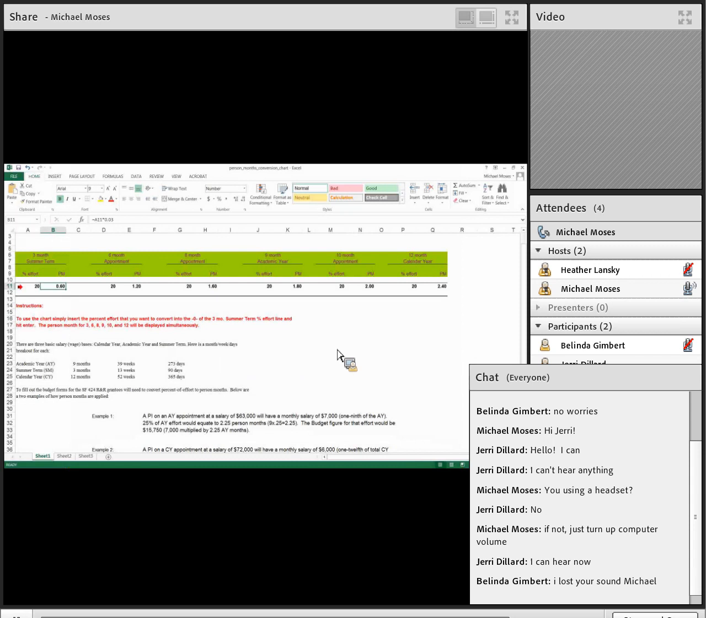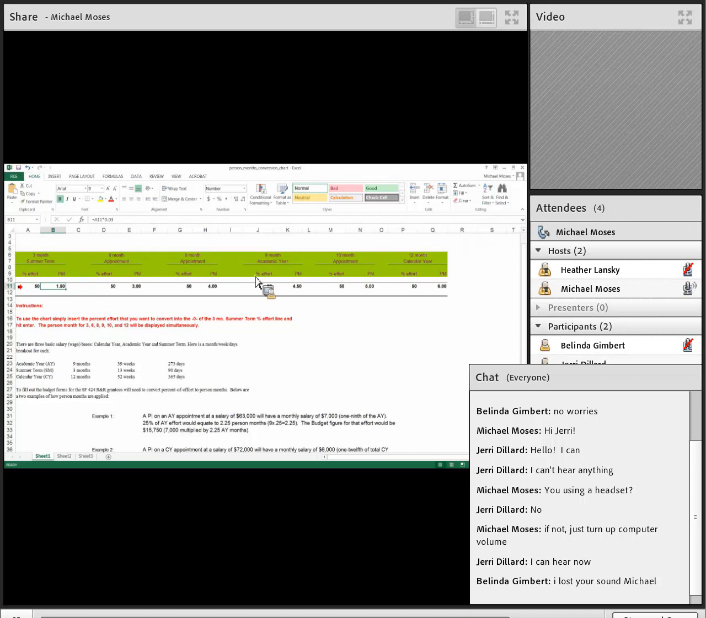Here's one. This is very helpful. This is a conversion tool. So you can plop in the percent effort and it'll tell you what that equates to in terms of person months. So let's say 50%. Obviously, that's pretty easy. On a 9-month basis, that's 4.5 months. This is actually really helpful for calculating the off-duty effort as well.